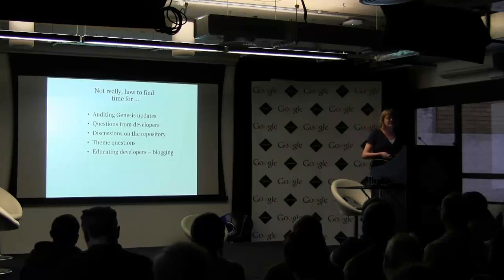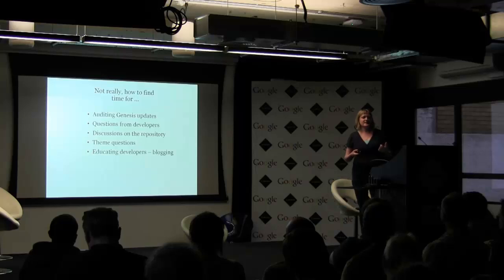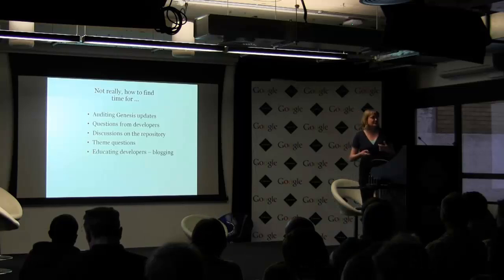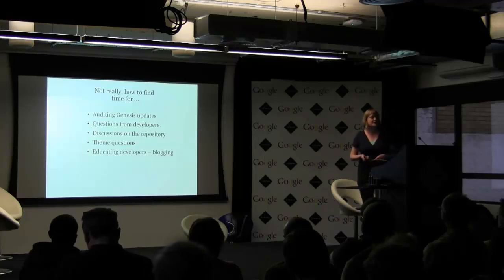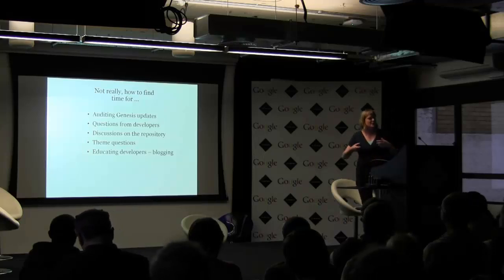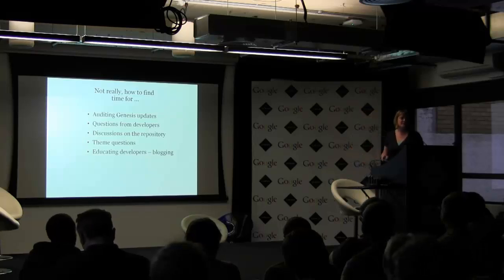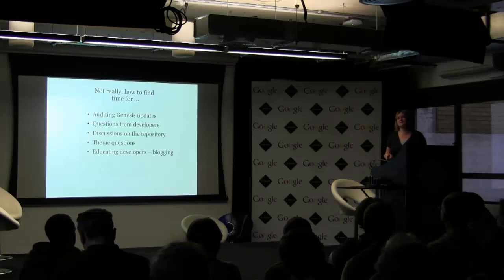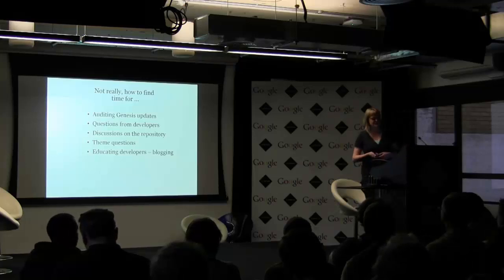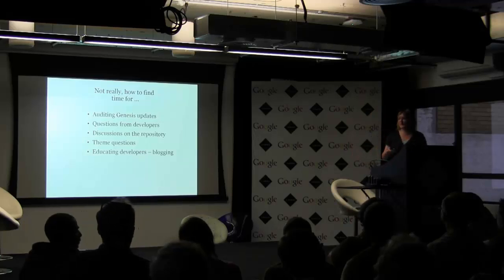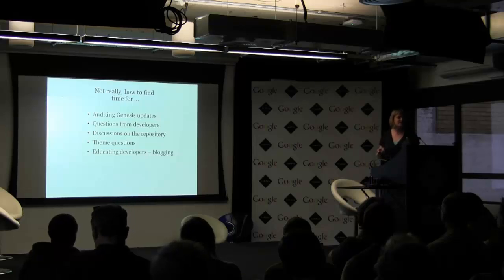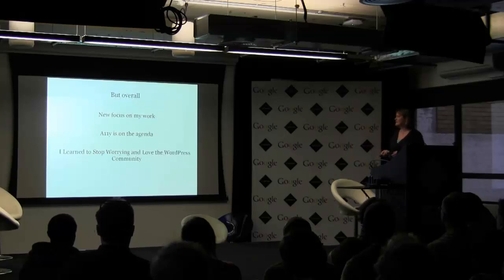Okay. How to find time? This is all voluntary. We all do this in our spare time, and I have a family to provide for also. So, how to find time for auditing Genesis updates, questions from developers, discussions on the repository? I don't have time for all that stuff. Theme questions, Genesis developers asking, I made a theme, can you look at it? Is it accessible? And I would like to blog much more, to educate other people. But this is still a problem, like the flu struck when I had no time to sleep. Well, this is really something I have to do when I sleep now.